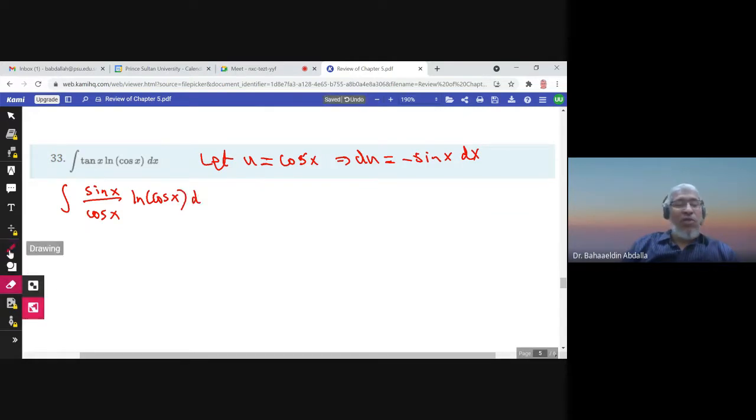And once you write tan as sine over cosine, you will notice that I need negative sine x dx. There is sine x dx, so I need a minus sign. And cosine x is u. So I have a negative sign. Negative sine x dx would be du. Let me write it here. And I have ln cosine, which means ln u, over u, because cosine is u.